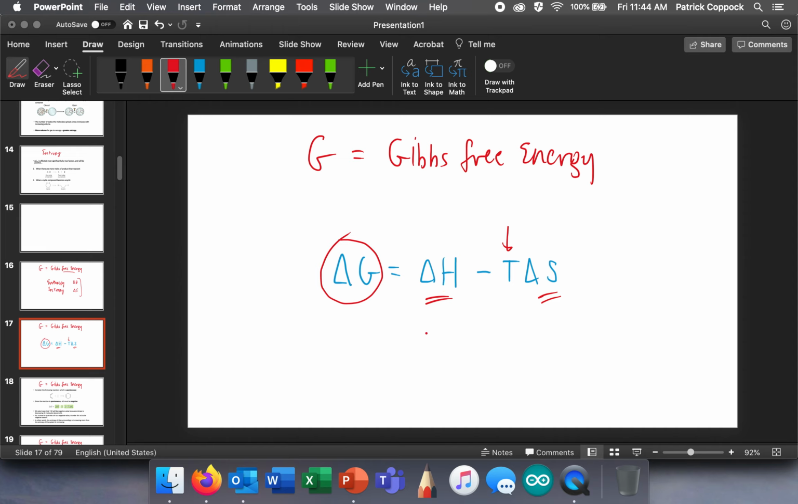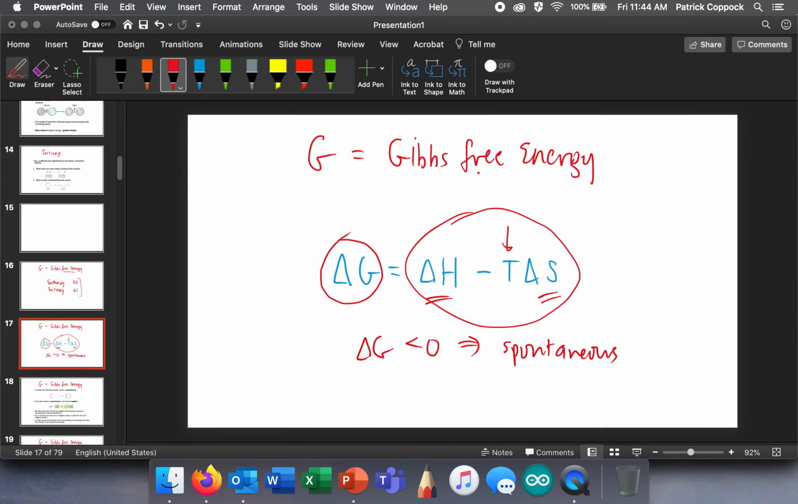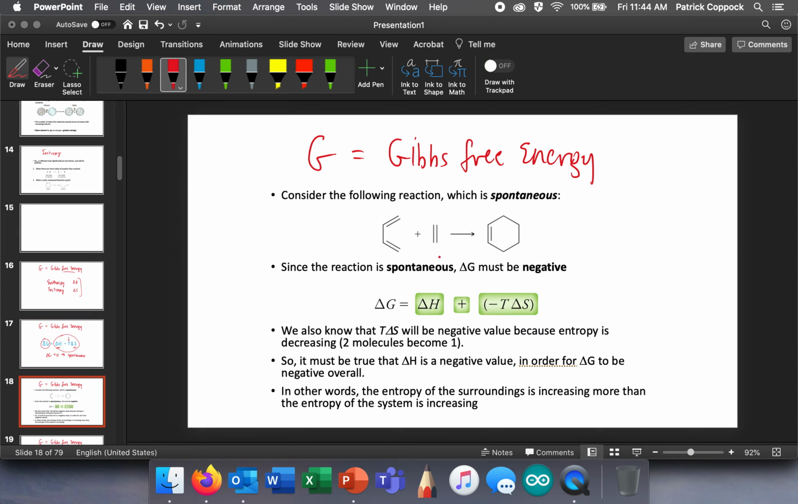Now, if delta G is negative, if it's less than 0, then we say a reaction is spontaneous, and that is, it's likely to happen, or it will happen, given enough time. A reaction is spontaneous if the combination of these two terms is negative. All right, so let's look at a specific reaction.